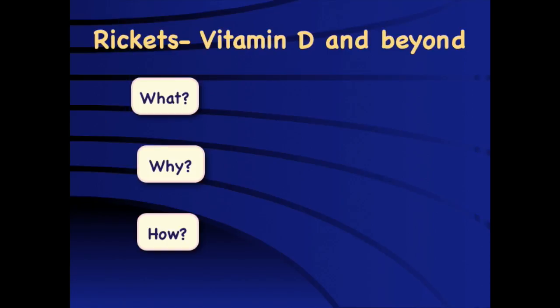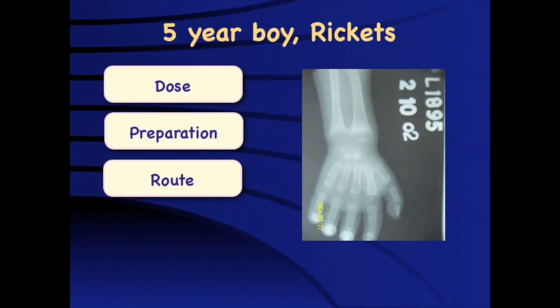Now we know about the what and why of rickets. The next question which comes to our mind is how to go forward. So we'll come back to this case, a 5-year-old boy with classical features of rickets, the X-ray of whom we had seen earlier. So which dose, which preparation and which route shall we use?